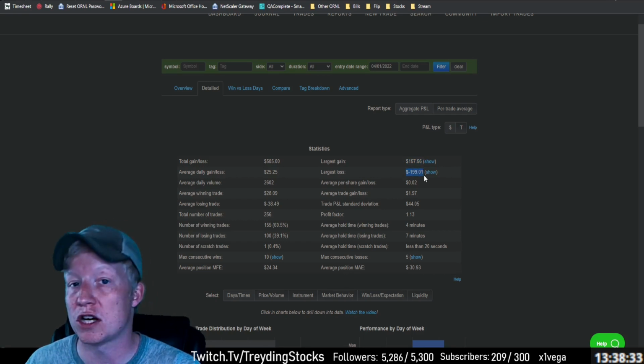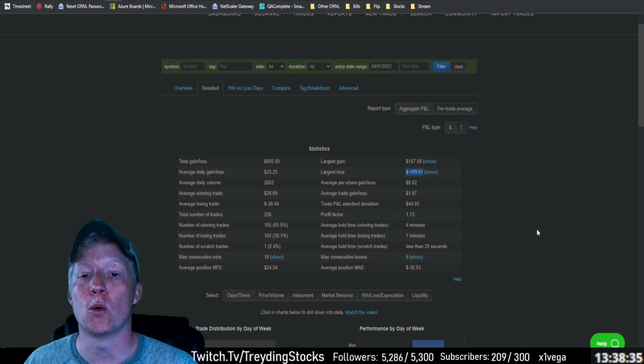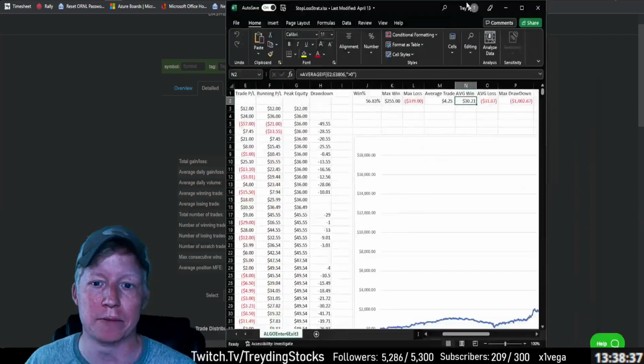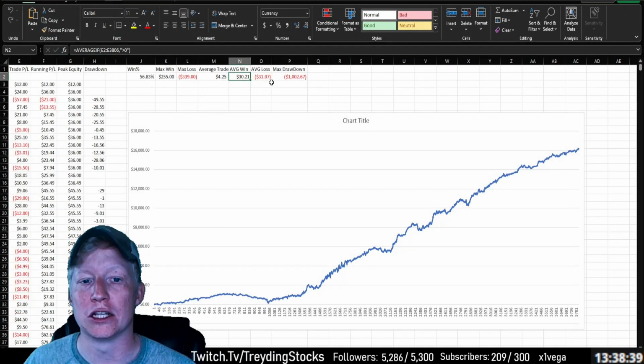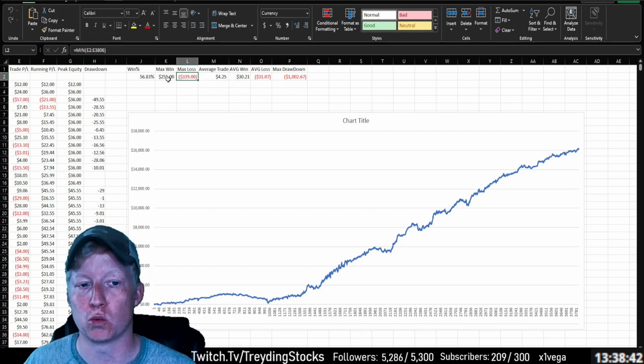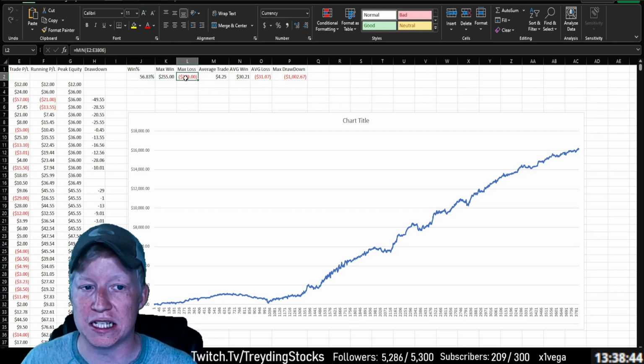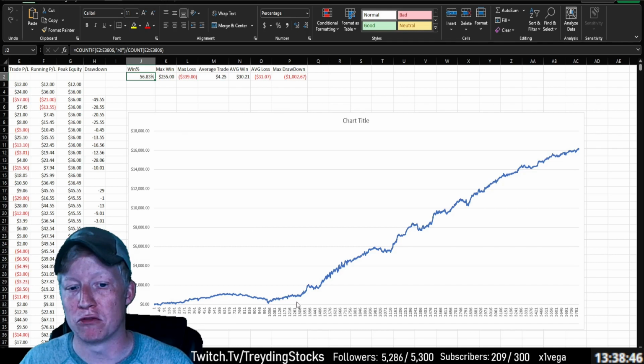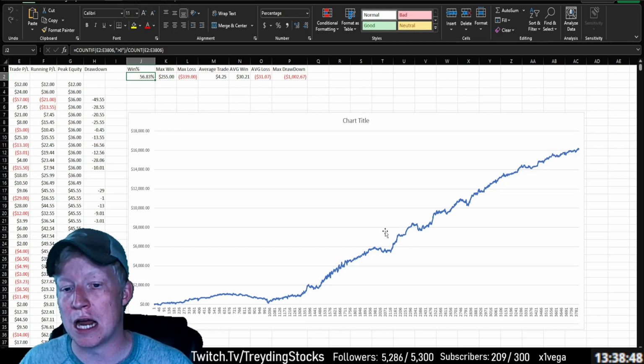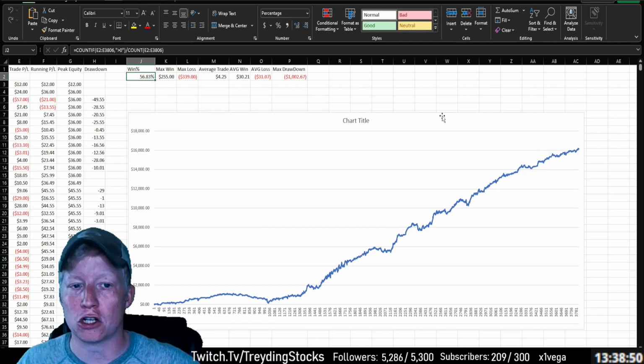Largest single trade loss, 199.01. We know this is a thing. Once again, pulling over the back test, we know that the losers can be bigger than the winners. The losers will be bigger than the winners. It's part of the system, but obviously the win rate keeps it so that over time, we trend in the correct direction, right?